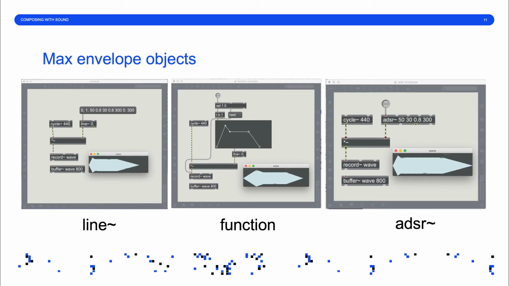The second way of generating an envelope, which I've done in my example patch, is the function object. Function object is a great object. It's kind of interactive. We can draw in envelopes, and we can either make it sustaining or non-sustaining, and a bang sends out the pairs of values, the target level and time, which are understood by the line object. So those pairs of values come out of the second outlet of the function object.